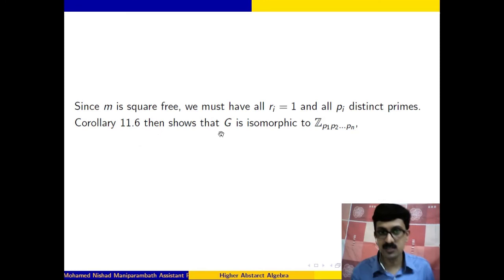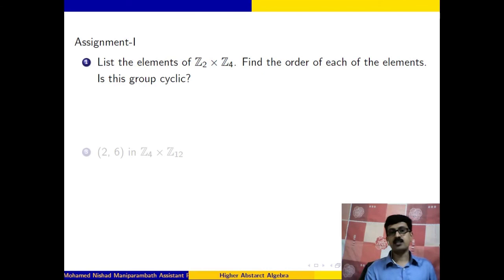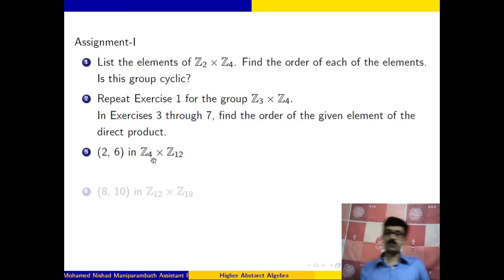Now, I am providing some assignments to you. List the elements of Z2 cross Z4. Find the order of each of the elements and check whether this group is cyclic. Similarly, in the case of Z3 cross Z4, find the order of each of its elements. Repeat exercise 1, which means find the order of each of the elements and check whether the group Z3 cross Z4 is cyclic. In exercises 3 to 7, find the order of the given elements of the direct products. So (2, 6) is an element of Z4 cross Z12. Find the order of (2, 6) in Z4 cross Z12. We know that the order is the LCM of the order of 2 in Z4 and the order of 6 in Z12. In that way you can find the order.